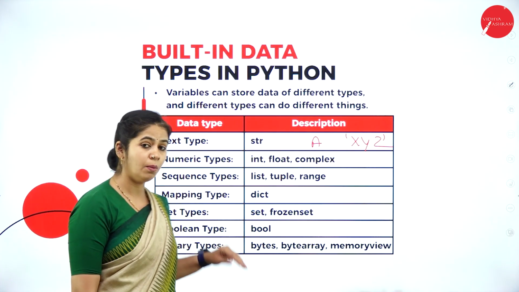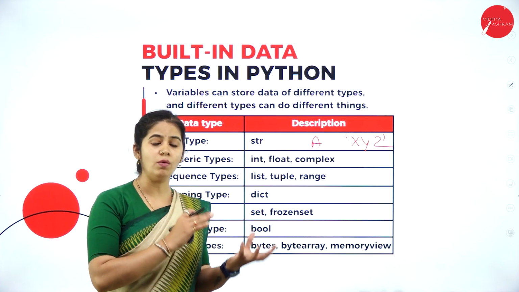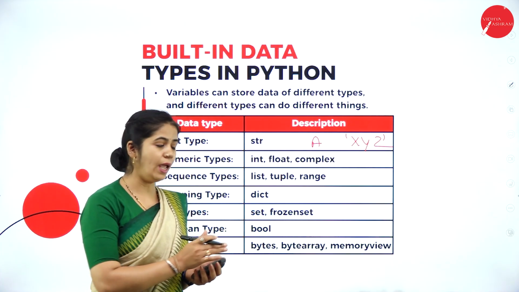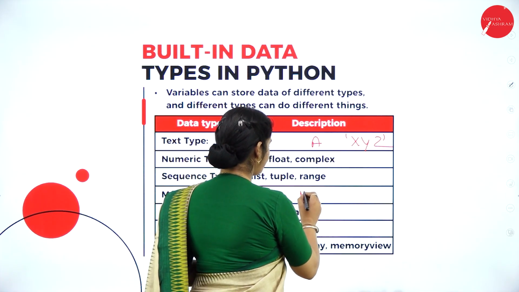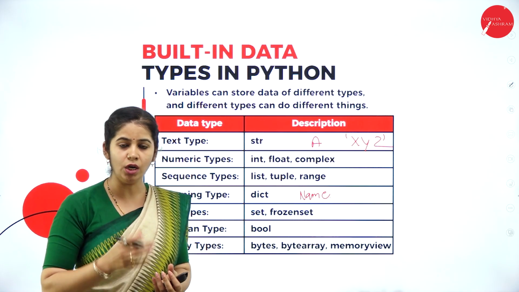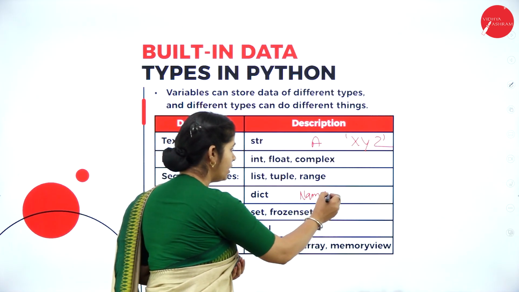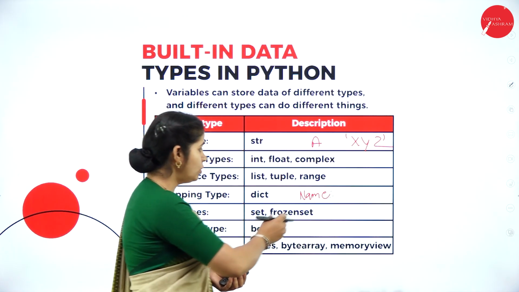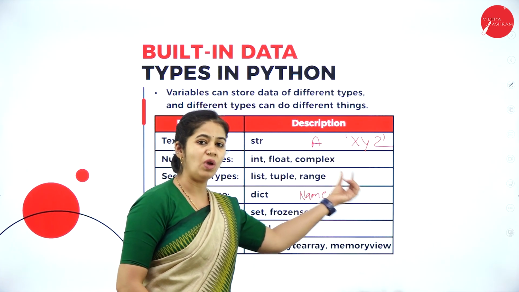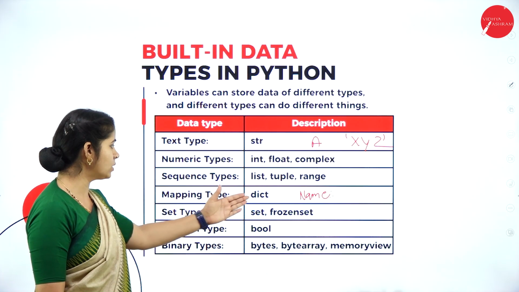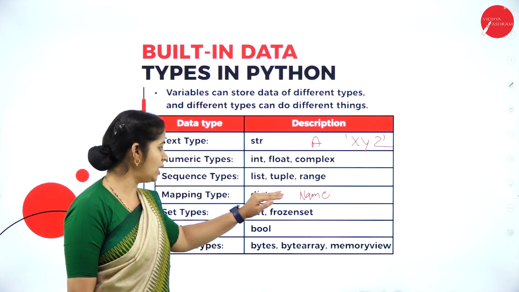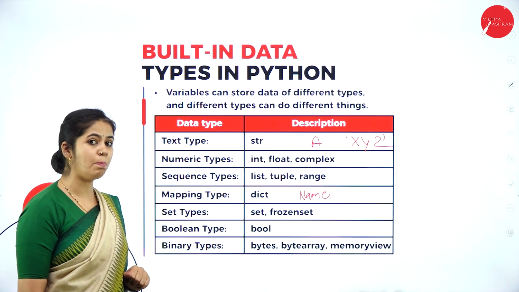Then mapping. Mapping means giving one value to one thing. That is called mapping. Like if I say name, name cannot be empty. Each and every individual has a name, or an object has a name. So name should have some value. That is mapping, mapping the variable with the value. We call it a dictionary. Dict stands for dictionary, a data type which represents the mapping.